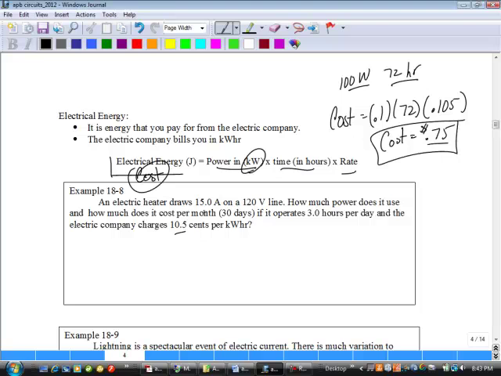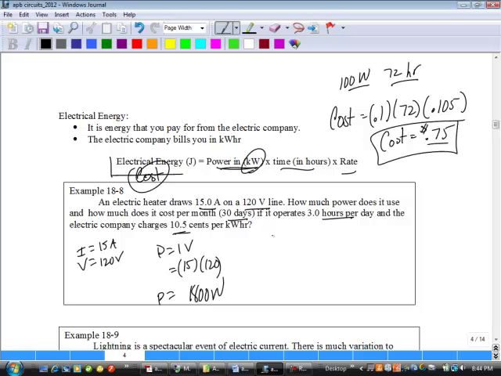Alright, let's work this problem. Electric heater, 15 amps on a 120 volt line. How much does it cost to run for 30 days if it's on 3 hours per day and the power company charges 0.15 cents per kilowatt hour? Again, if we plug into our formula, I need to know my power. I'm not given power. I'm given the current, 15 amps, and the potential, 120 volts. And so I'll have to do power equals I times V. I can use this equation to calculate my power, and when I do that, I get 1,800 watts.